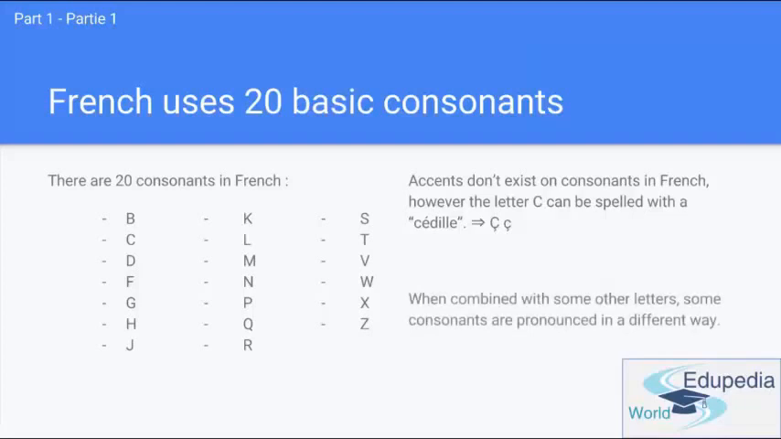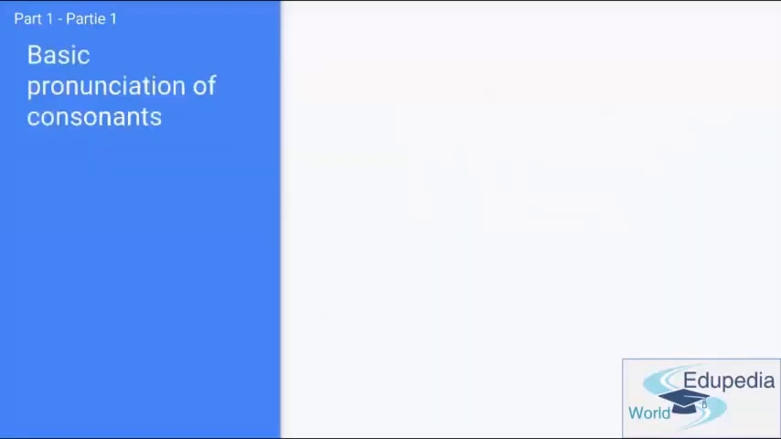When combined with some other letters, some consonants are pronounced in a different way. If you remember well, it was the same with vowels. Sometimes 2 vowels together will make a different sound, and with consonants it's the same. 2 consonants together might have a different sound, or a consonant might be influenced by a vowel which follows it and sound different because of it. First, let's see the basic pronunciation of consonants, and let's start with the ones that are pronounced always in the same way.